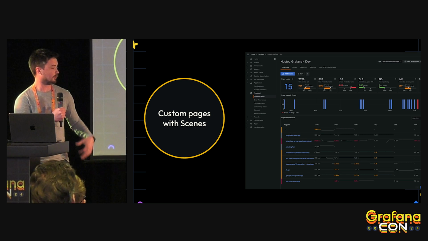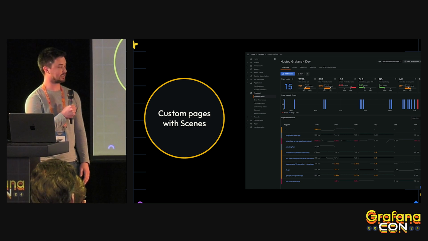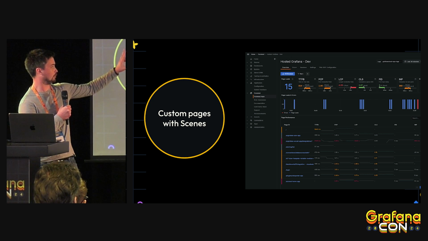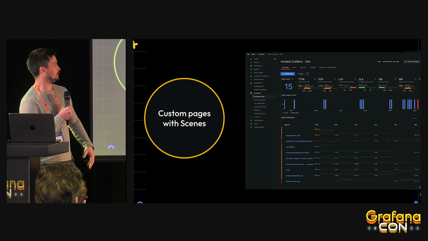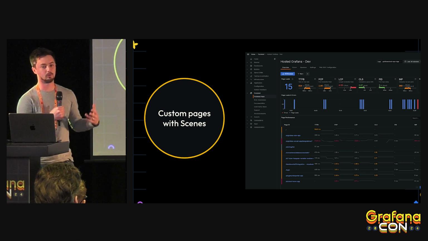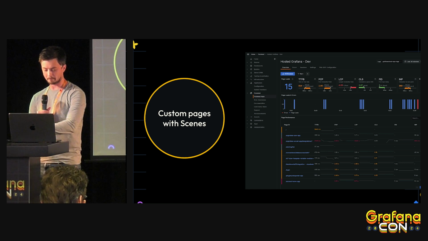This is an example of one of the custom pages from our front-end observability app, and this is using scenes. So you can see some of the features that you get, like tabs for organizing the content. You've got the time picker up at the right, so you kind of get dashboard-like experiences, and they're really easy to build just using the scenes library.